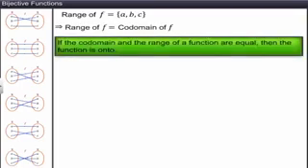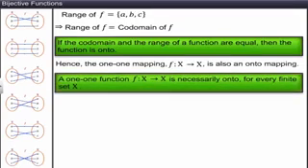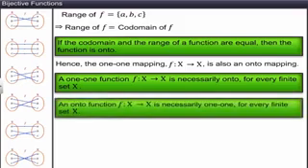Recall that if the codomain and the range of a function are equal, then the function is onto. Hence, the 1-1 mapping, defined from X to X, is also an onto mapping. More generally, for a finite set X, a 1-1 function f from X to X is necessarily onto. Also, an onto function f from X to X is necessarily 1-1 for every finite set X. Let's prove it.